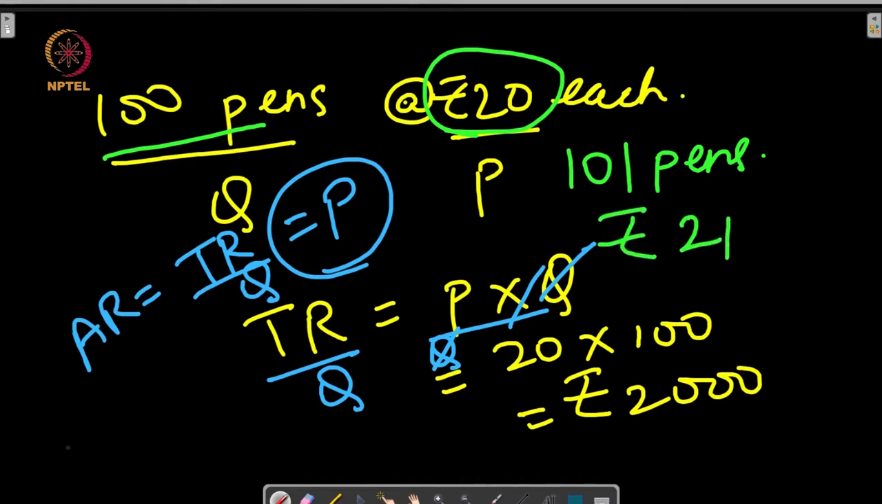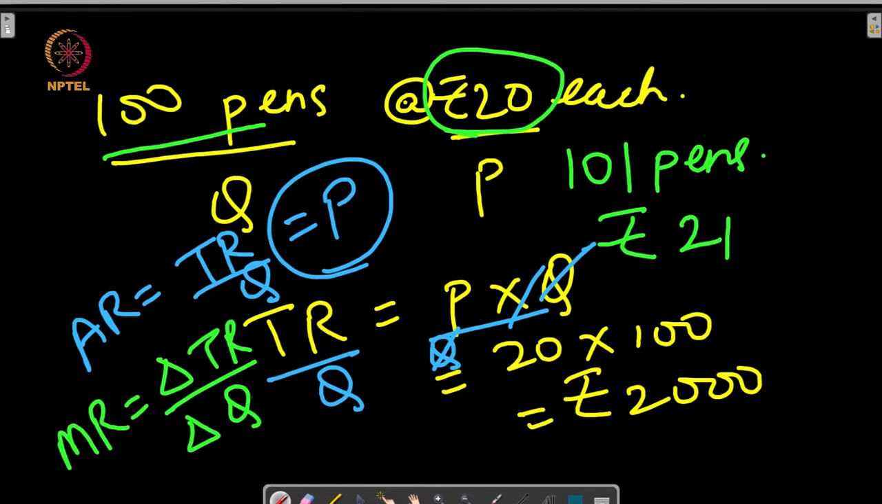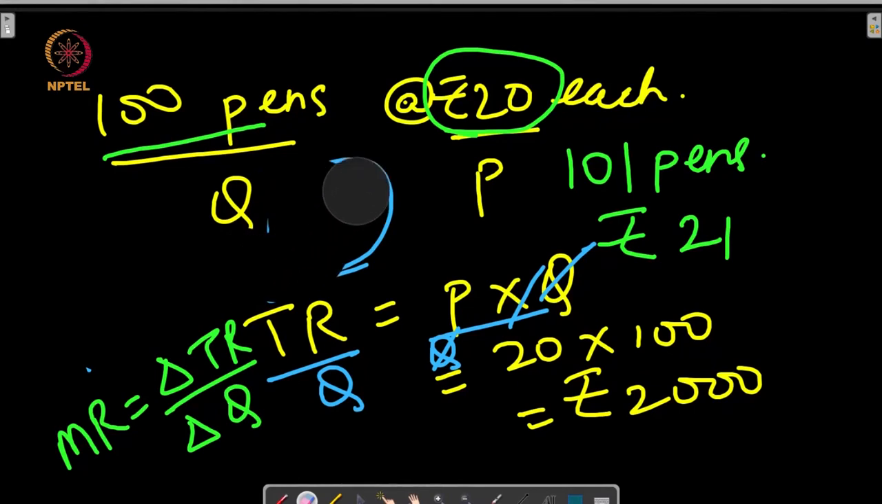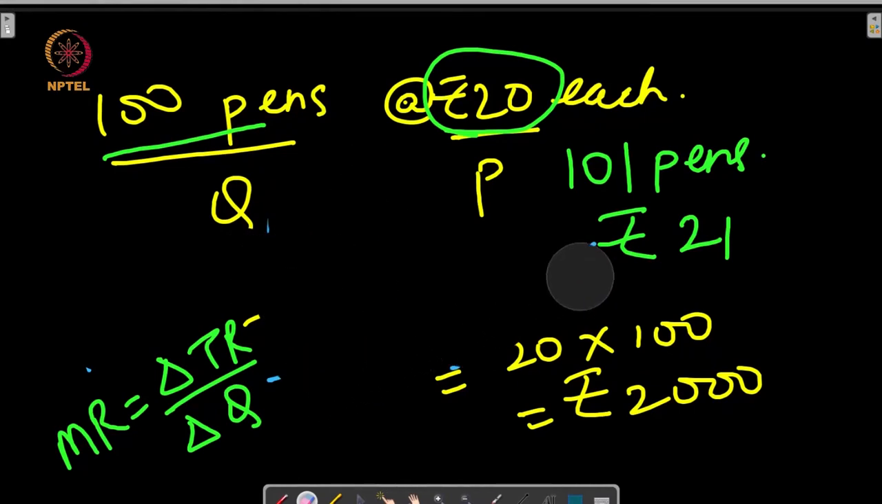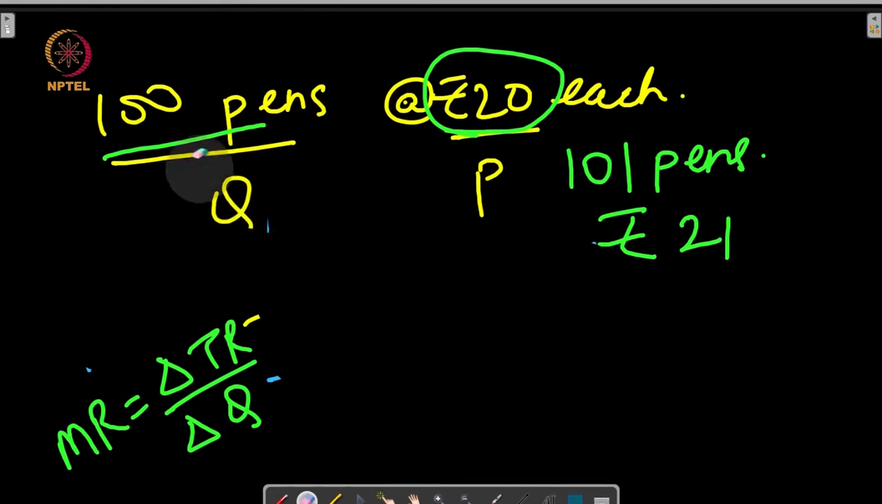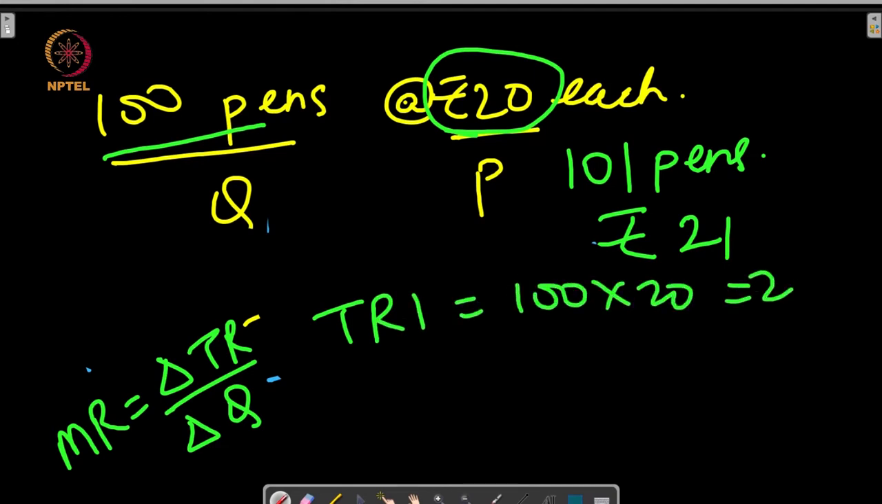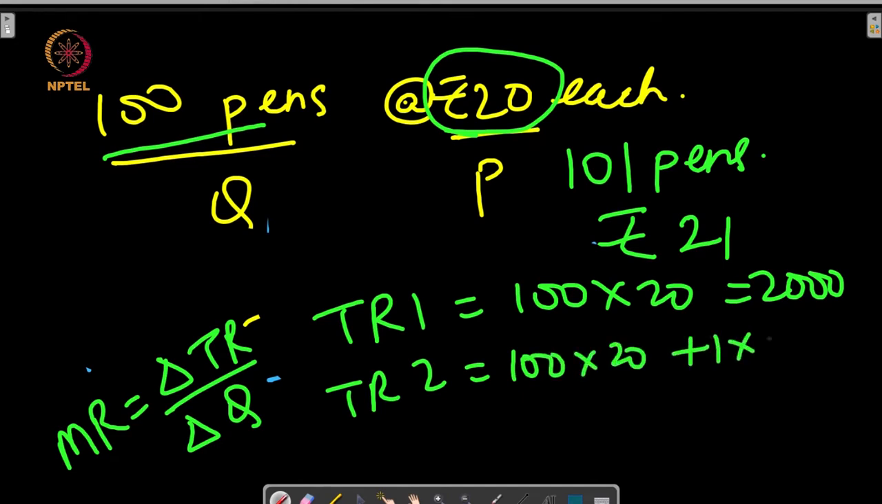So in that case, the marginal revenue will be given by the difference in the total revenue divided by the difference in the quantity. So what we are saying here is that the total revenue earlier, let us say TR1, is 100 into 20, which is 2000. Total revenue 2 is when the seller is selling 100 pins for 20 rupees and 1 pin for 21 rupees. So the total is 2021 rupees.